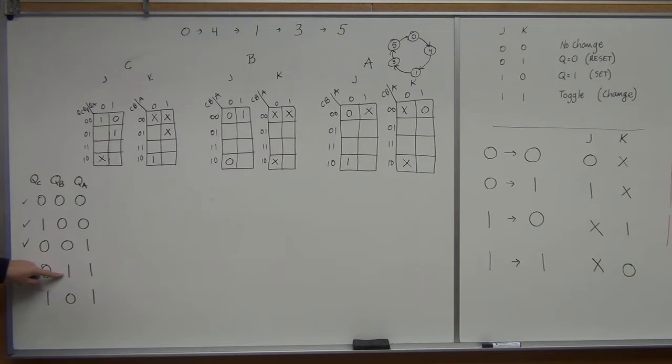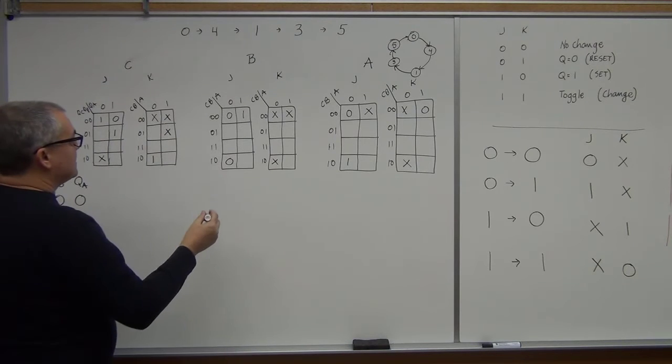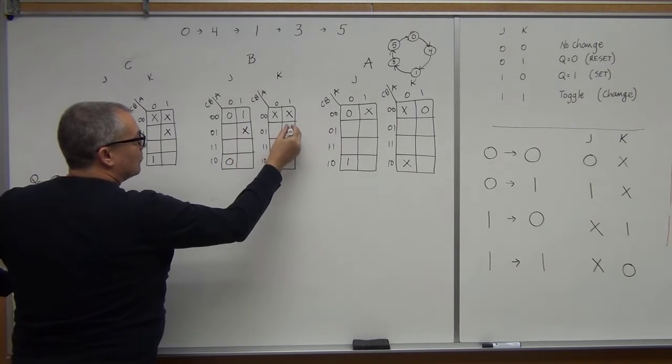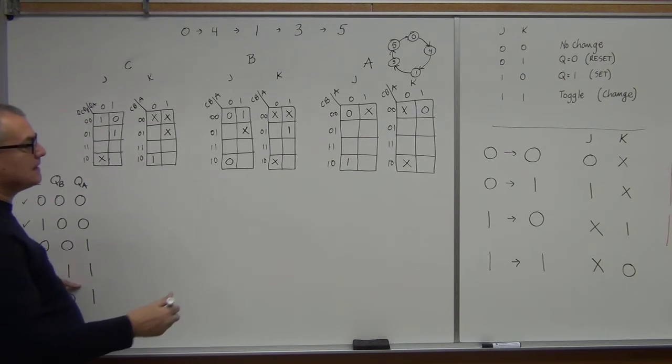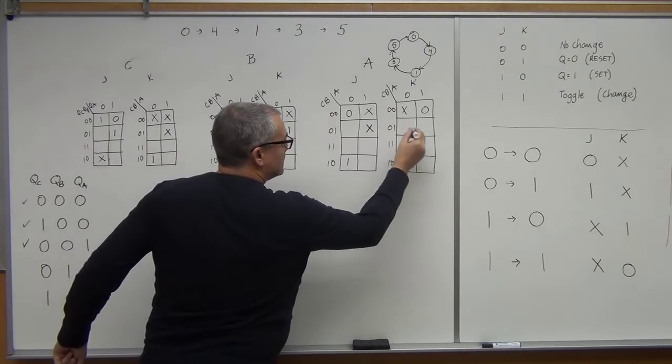The B flip-flop goes from a 1 to a 0, so that's x1. And the A flip-flop goes from a 1 to a 1 to the next count, so that's x0.